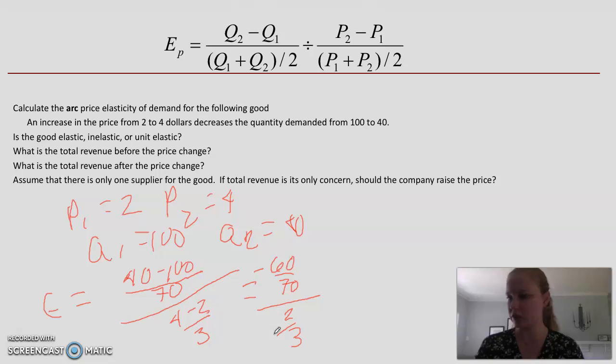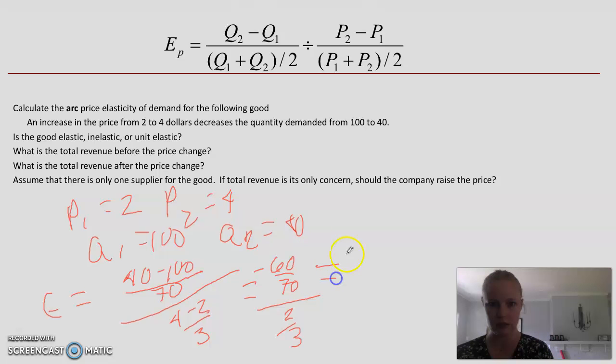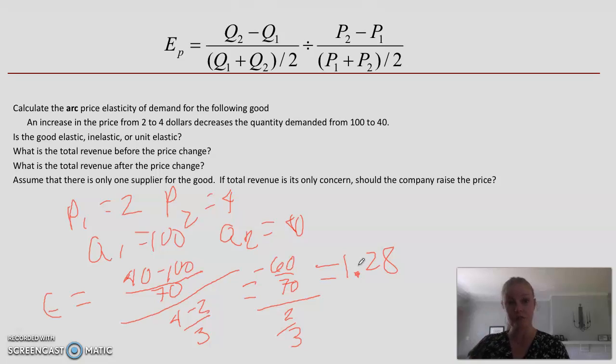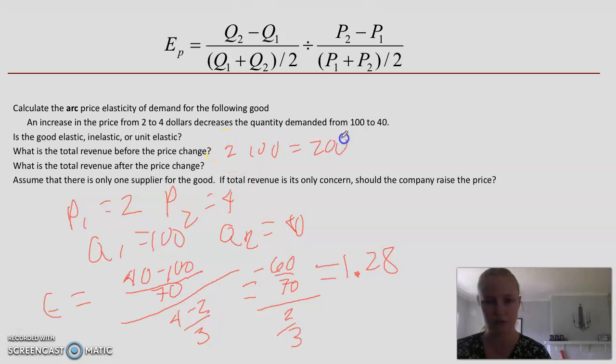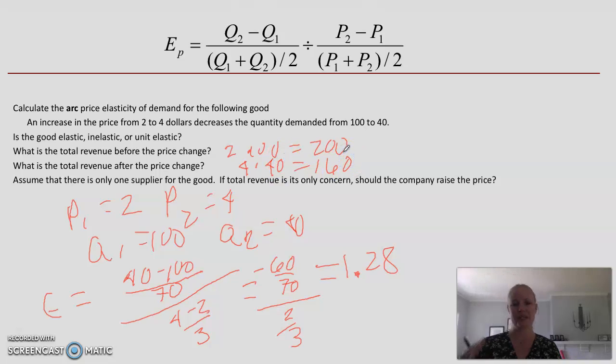All right, so I've got 1.27, actually 1.28 if I round correctly. So that is elastic. It's greater than 1, so it's elastic as we predicted. So total revenue before the price change is 2 times 100 equals 200, like before. And after the price change, it's 4 times 40, which was 160. Okay, so we increased the price and total revenue dropped, and that is true with an elastic good.